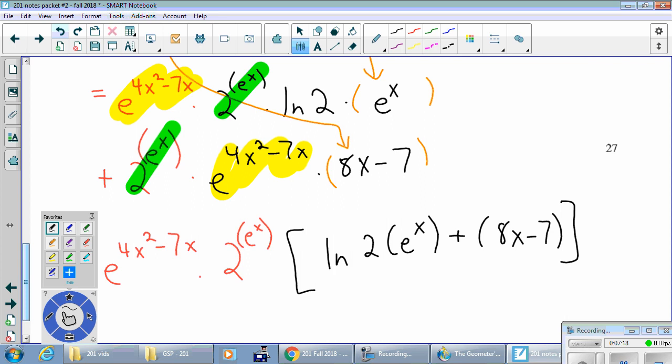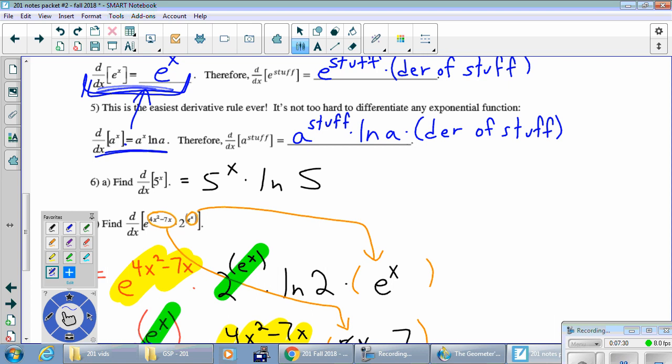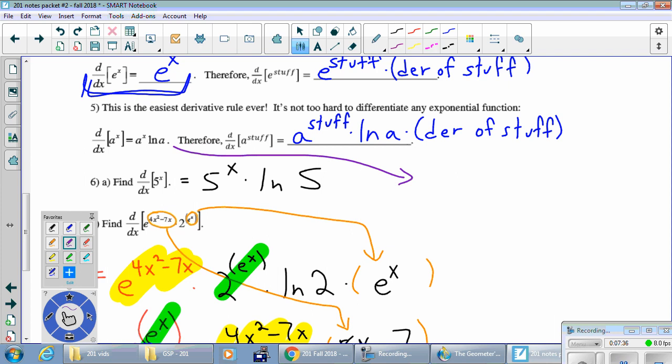One last thing that we'll point out here is that the a to the x rule, remember we had these two rules now, e to the x and a to the x. The a to the x rule actually generalizes the e to the x rule. So in theory, you don't ever need to use this one right here. If you tried to apply the a to the x rule to e to the x, so in this case, the base that is called a is actually the number e.